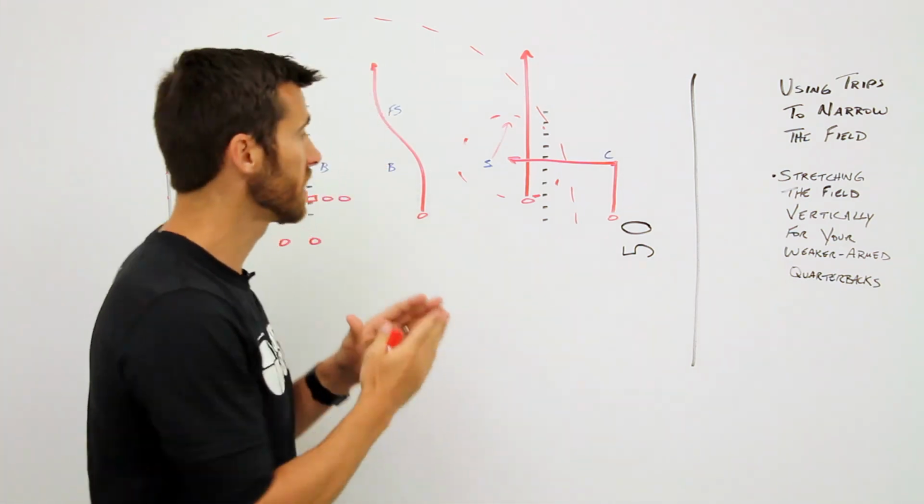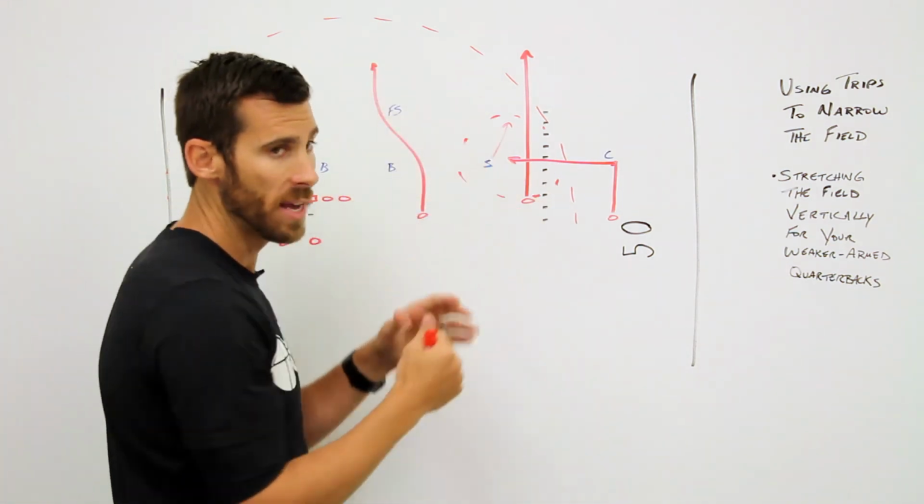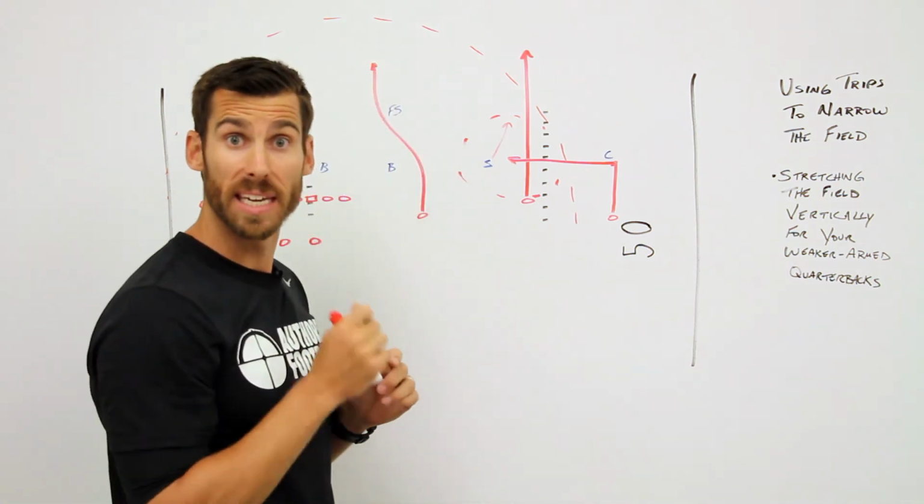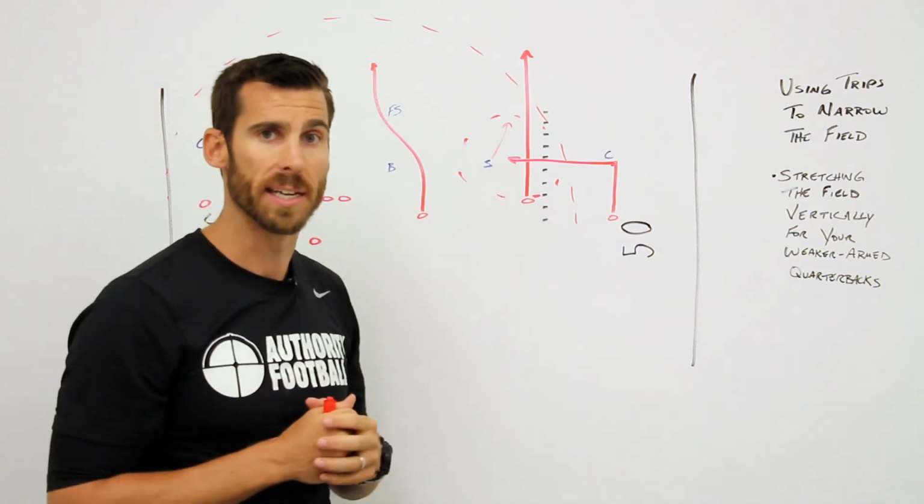Really a simple concept that allows your quarterback's eyes to just work out and have high completion throws, but allows us to stretch the field vertically and not make him force a throw down the field so he can come back down and hit a high completion throw.